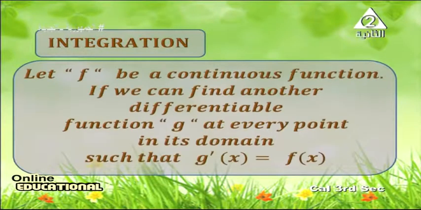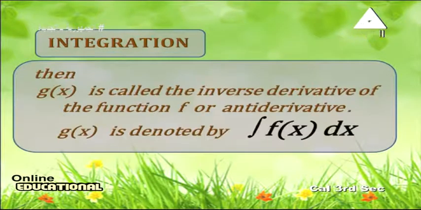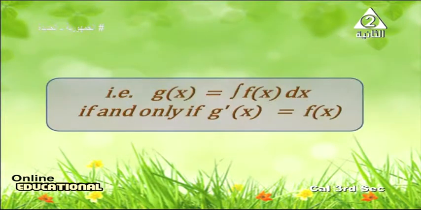Let f be a continuous function. If we can find another differentiable function g at every point in its domain such that g prime of x equals f of x, then g of x is called the inverse derivative of the function f, or antiderivative. g of x is denoted by integration f of x dx. This means g of x equals integration f of x dx if and only if g prime of x equals f of x.